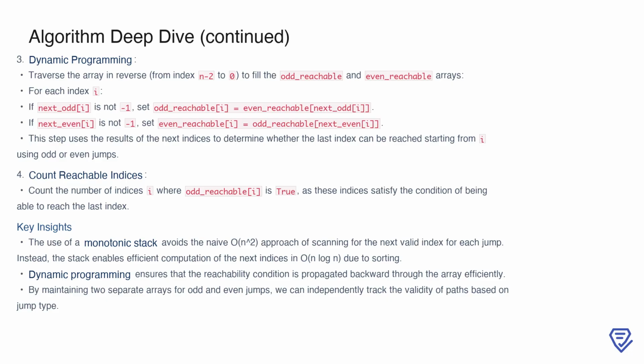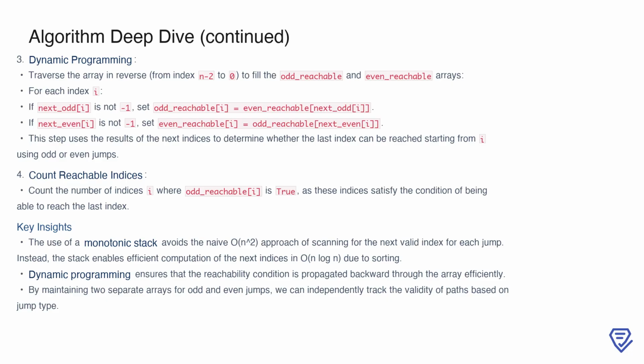With the next indices determined, we move on to the dynamic programming step. Here, we traverse the array in reverse, starting from the second to last index and moving to the first, to fill the odd_reachable and even_reachable arrays. For each index i, we check the next jump destinations. If next_odd[i] is not -1, it means there's a valid odd jump, and we set odd_reachable[i] to match the value of even_reachable at the destination index. Similarly, if next_even[i] is not -1, we set even_reachable[i] to match the value of odd_reachable at its destination.